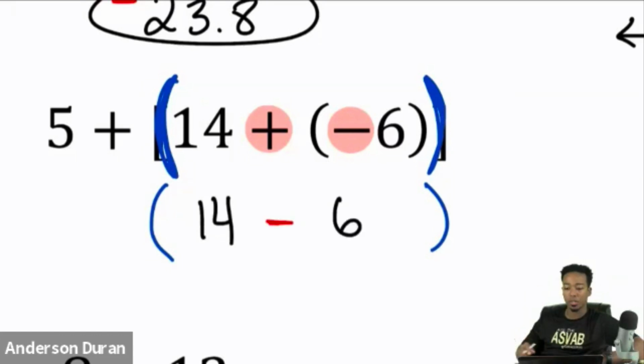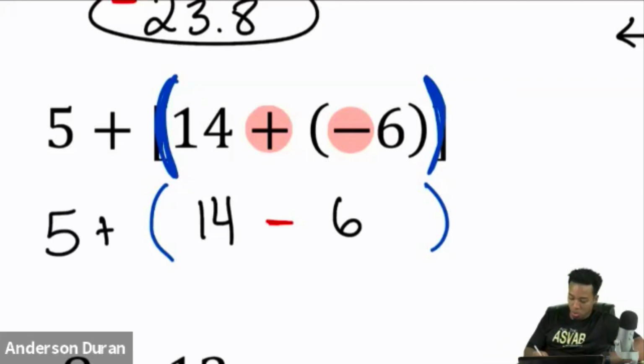Everybody, before I continue, yes or no, do we have that step down? Adding the opposite is the same thing as subtraction. Yes or no? Hit me with the chat box here. Cool, feeling pretty good about that. Thank you, everybody. So 14 minus 6, everybody, what's that going to give me? Correct, that's going to give me 8. Karen, you feeling a little more confident about this?